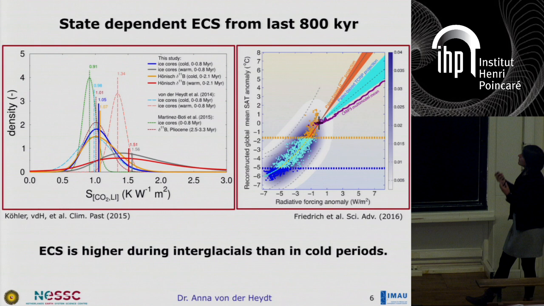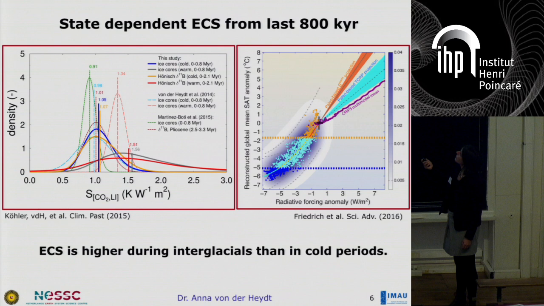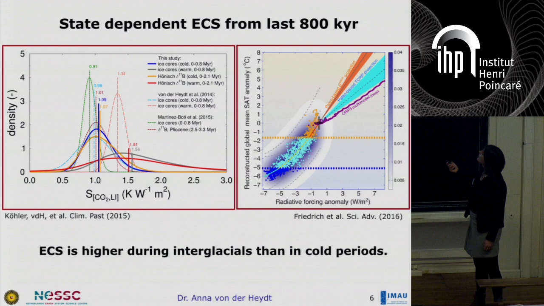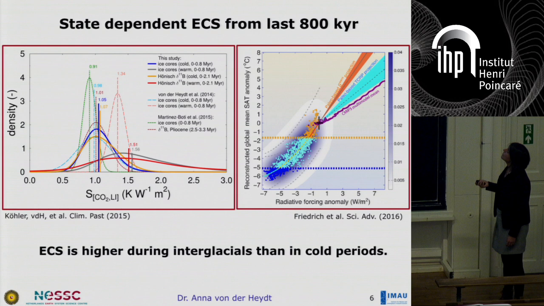In all kinds of cases, so for example, from the ice cores, the blue ones are the cold periods, the glacial periods, the red lines are the warmer periods, and in all cases you get a lower sensitivity for the glacial states than for the interglacial states. And of course that has some consequences if you extrapolate to the future from that.